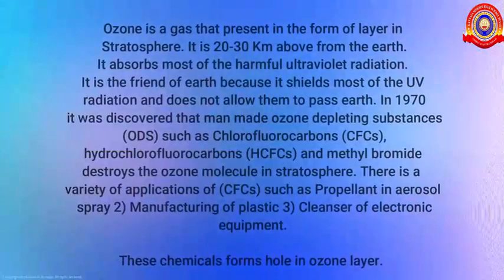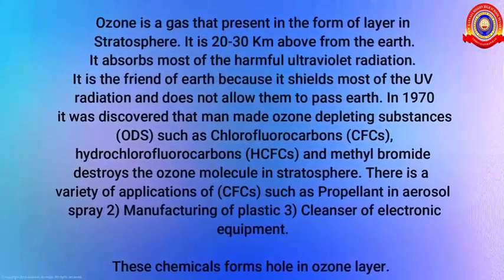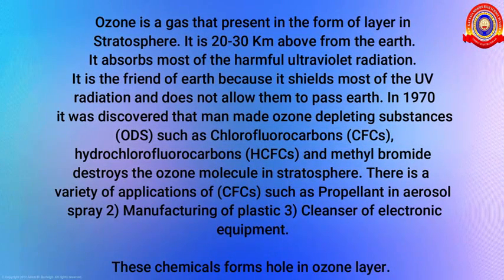Let's have a look at the ozone hole and ozone layer depletion. Ozone is a gas that is present in the form of a layer in the stratosphere. It is 20 to 30 km above the earth. It absorbs most of the harmful ultraviolet radiation. It is the friend of earth because it shields most of the UV radiation and does not allow them to pass to the earth.